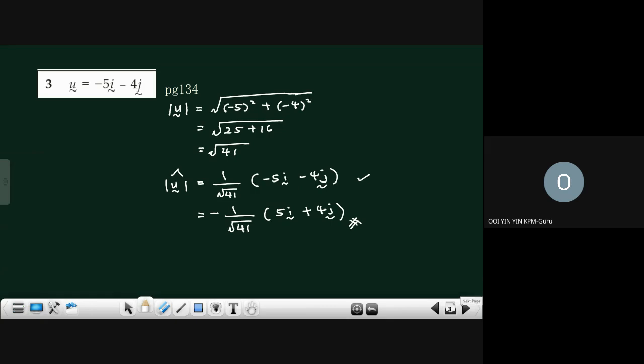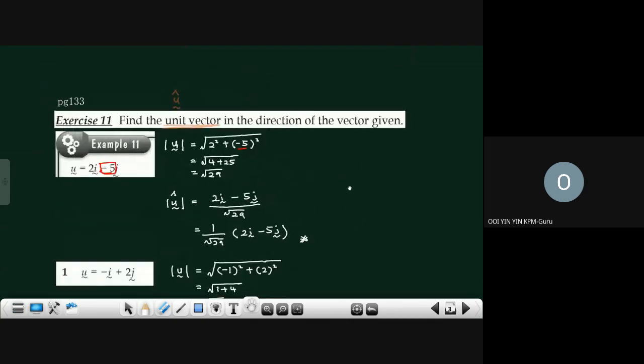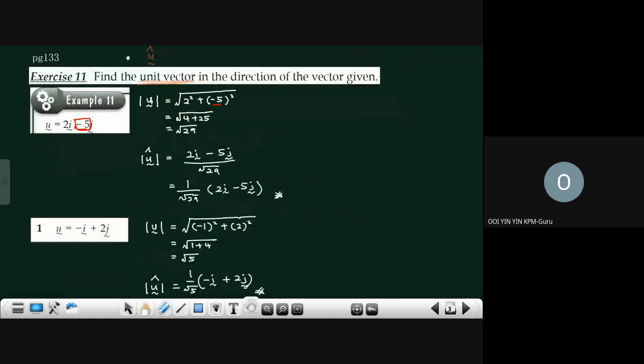Okay, done. That's done for your unit vector. I will post it in your group later. Then you will find that this unit vector, whenever they ask, is actually very easy.